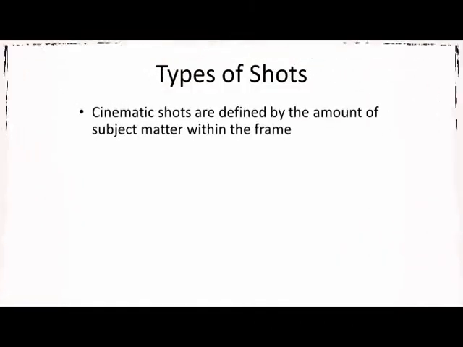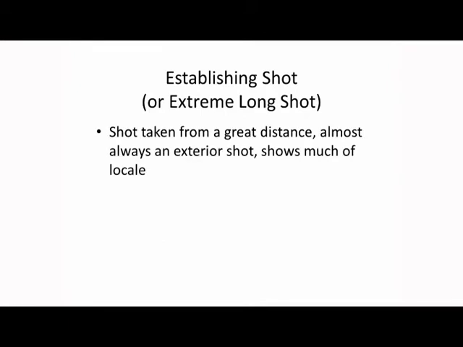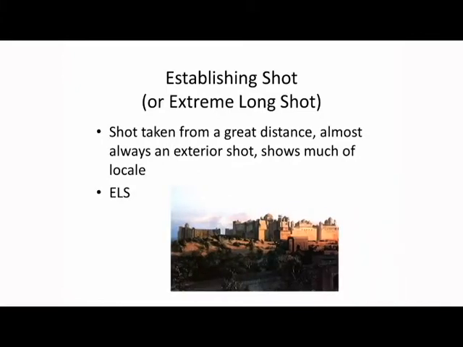Types of shots. Cinematic shots are defined by the amount of subject matter within the frame. Shots can vary in duration. Establishing shot or extreme long shot: a shot taken from a great distance, almost always an exterior shot, shows much of the locale. It's called ELS.